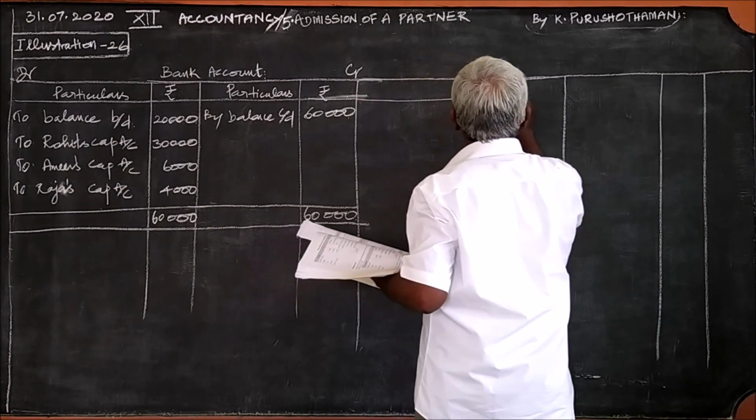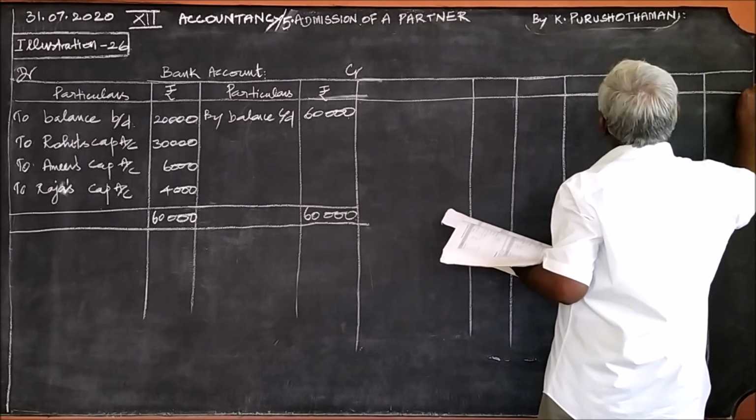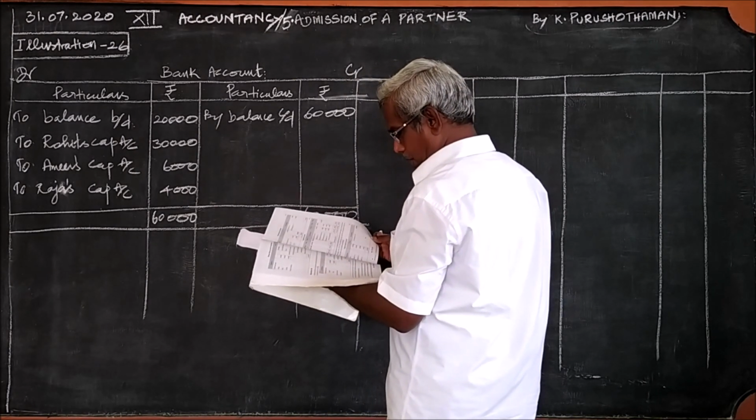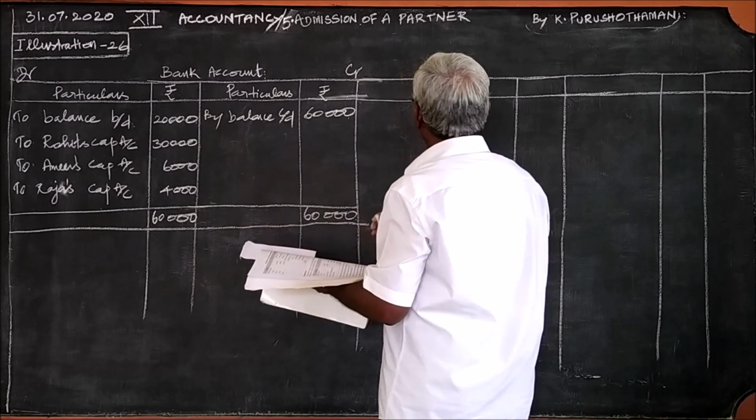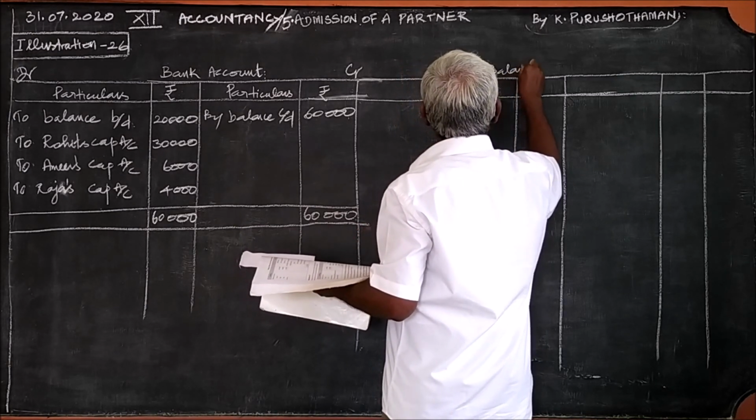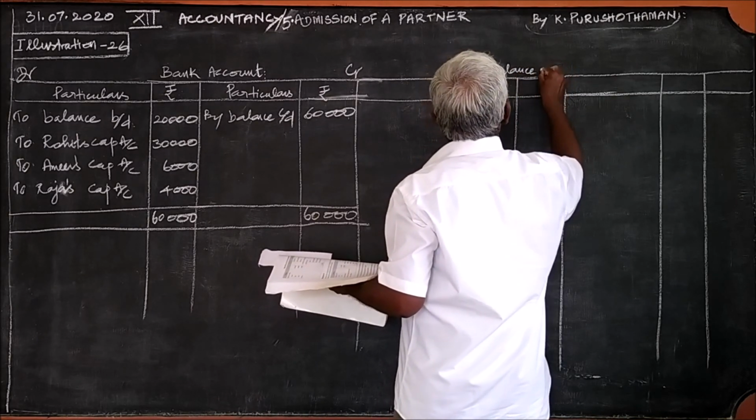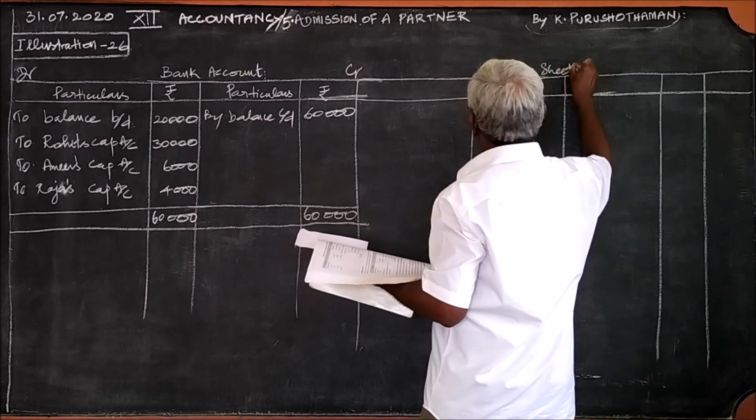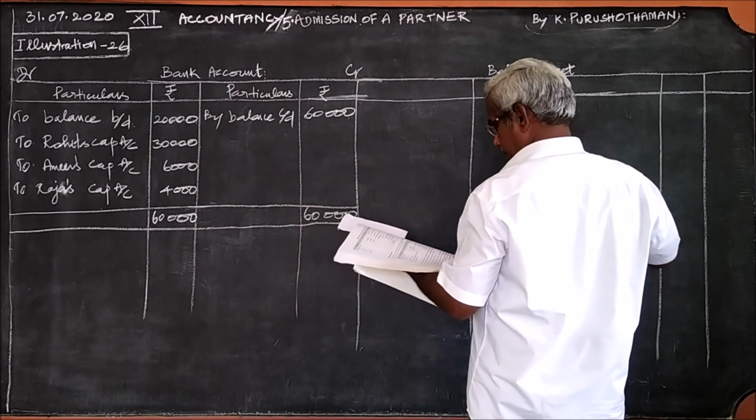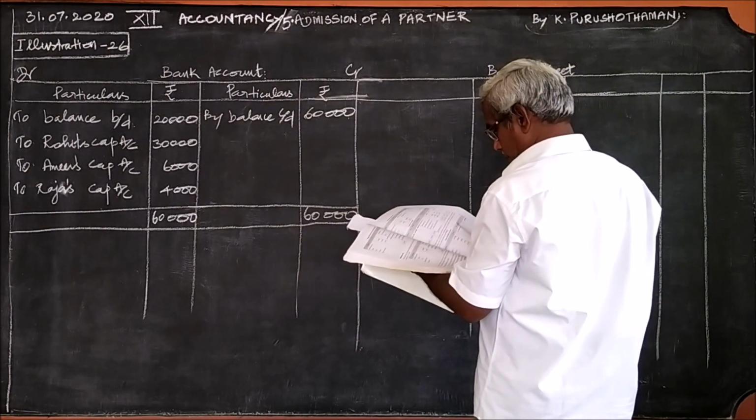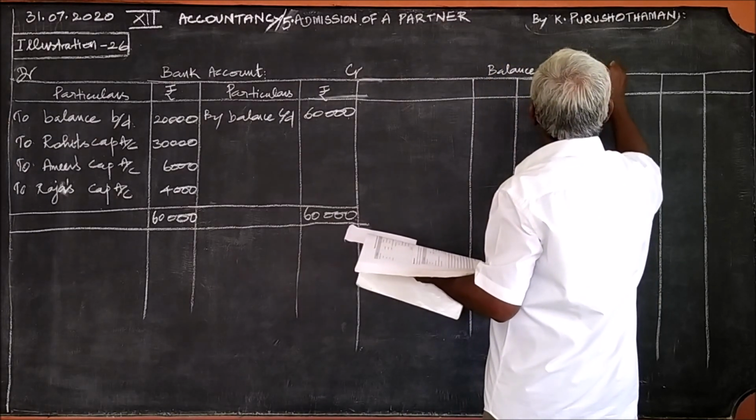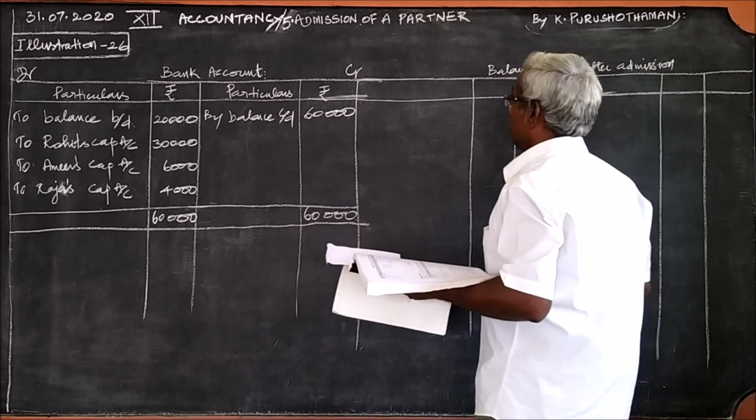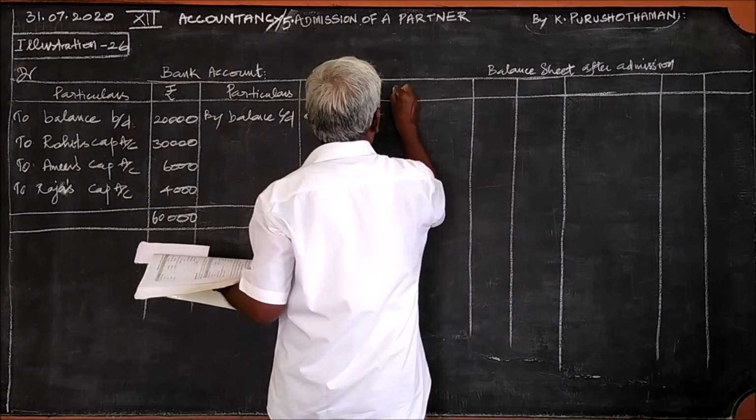The 4th part is the balance sheet. Balance sheet after retirement, that is asked in the question paper. After the admission, balance sheet. What is given in the question, you use the term. Balance sheet after retirement or after admission, therefore after admission. Here you know the headings of the balance sheet.